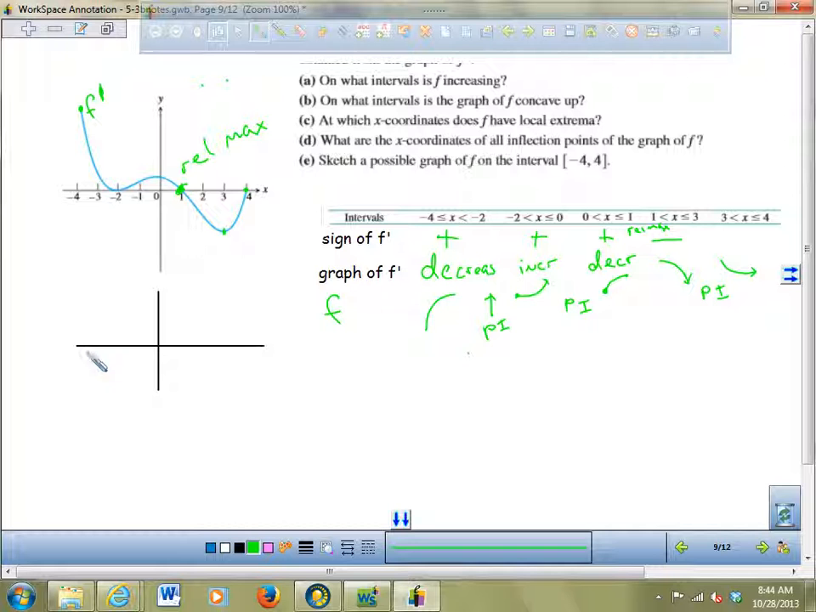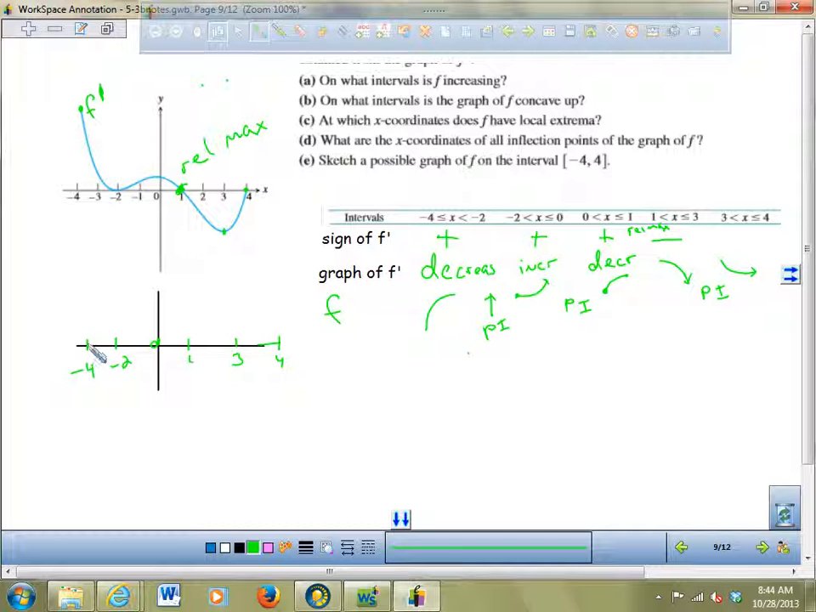So I'm going to come over here to -4, and let's put the little points on here. From -4 to -2, it's doing something, and then from -2 to 0, it's doing something, and then from 0 to 1, and then 1 to 3, and then 3 to 4. Okay?